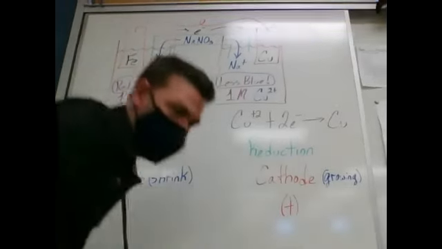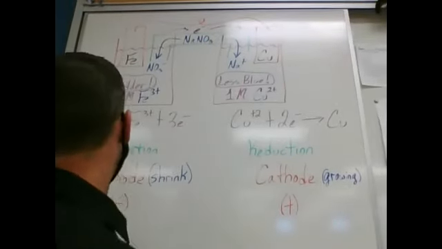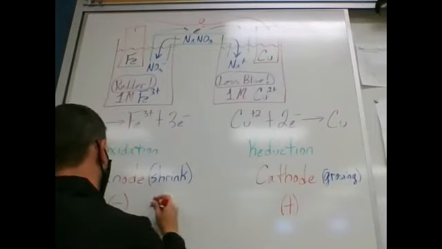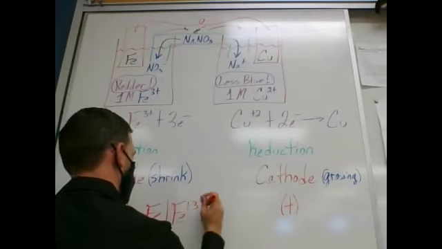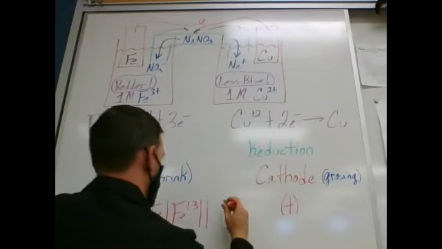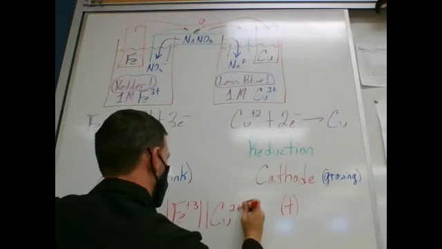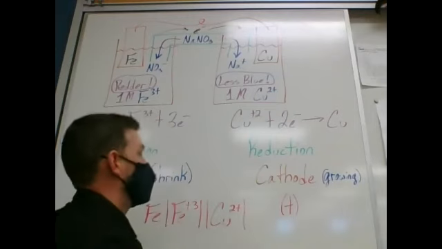My shorthand is going to always go anode to cathode, alphabetically. So I see iron, followed by iron 3, followed by copper 2, followed by copper.